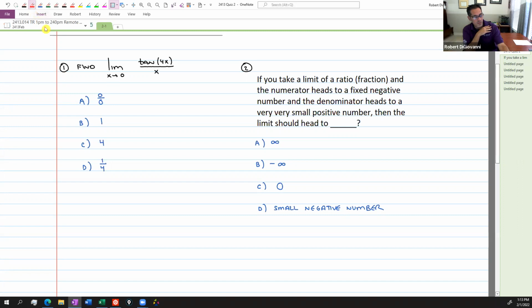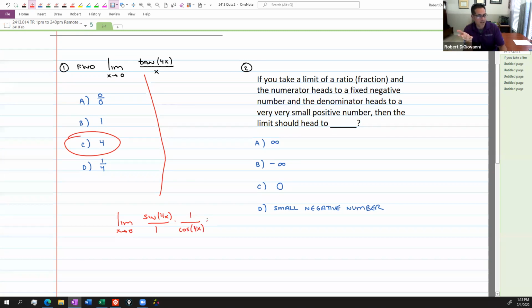The correct answer to the first one is C, 4. You can do that by taking this limit as x goes to 0, splitting it into sine 4x over x times 1 over cosine 4x. Of course, I should state in the beginning that when you plug in 0, you get 0 divided by 0, which is bad, so you've got to do something. You peel it apart like this, and then you say, the problem is really this division by 0 here. But you can slide that underneath this, as long as you introduce a 4 on the top and bottom and slide the 4 under here, then this thing will go to 1.